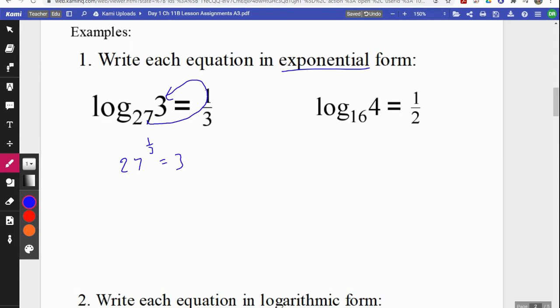Then we could check and see if that's a correct equivalency. 27 to the 1/3 power is the third root of 27. Yeah, that is 3. But that's not the point. The point is to just rewrite this in exponential form. So we're actually not doing any real math. We're just rewriting it into a different way of expressing the same situation. Log base 16 of 4 is equal to 1/2, or whoosh, it's 16 to the 1/2 power equals 4.